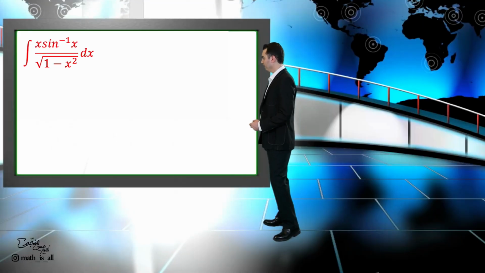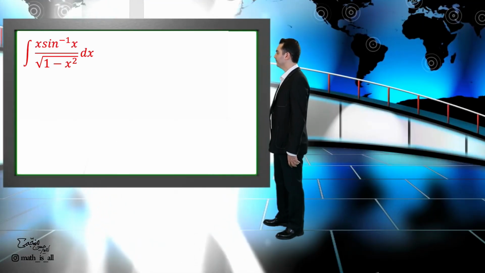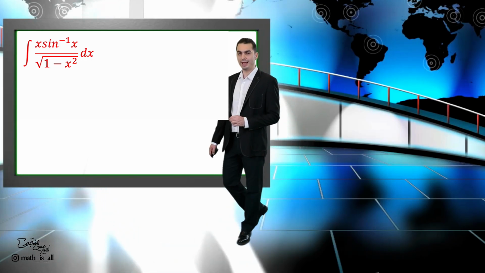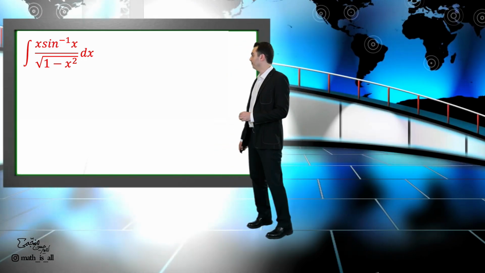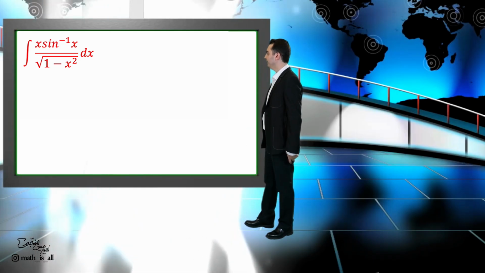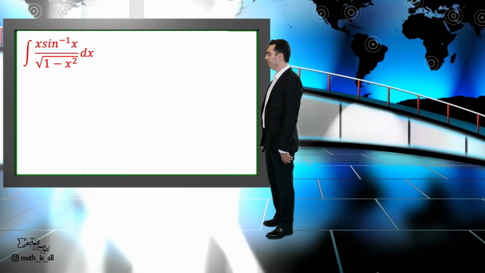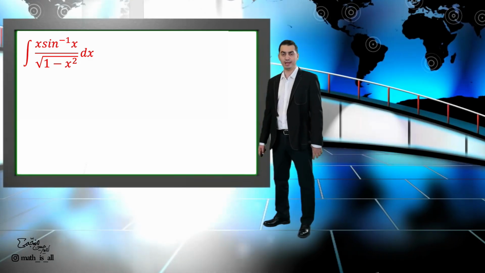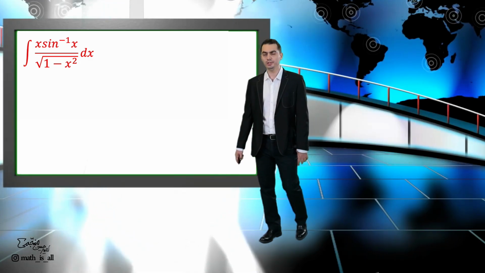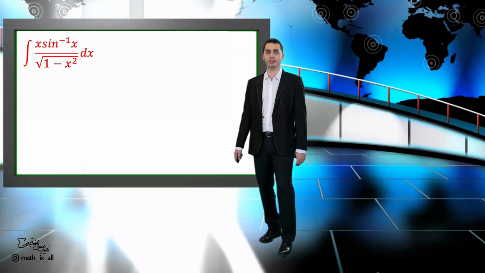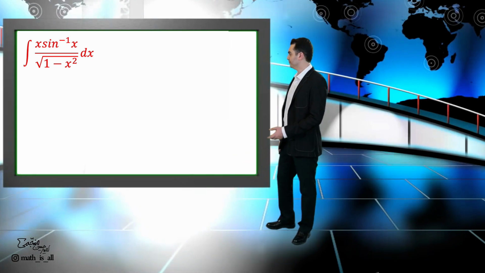Let's consider another example, the integral of x arcsine x over the square root of 1 minus x squared dx. As I mentioned, arcsine refers to the inverse trigonometric function. So we have been given this question. I want to see if I can solve it using a substitution. Because this is an algebraic expression multiplied by an inverse trigonometric one, not just a trigonometric term, I do not want to go for integration by parts. Instead, I can use a substitution.